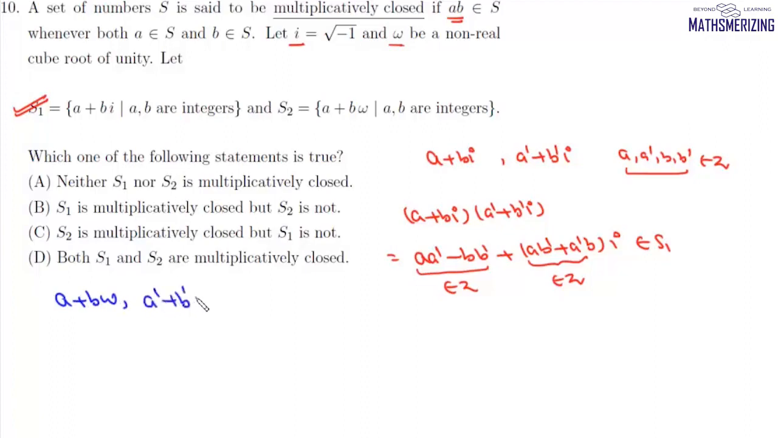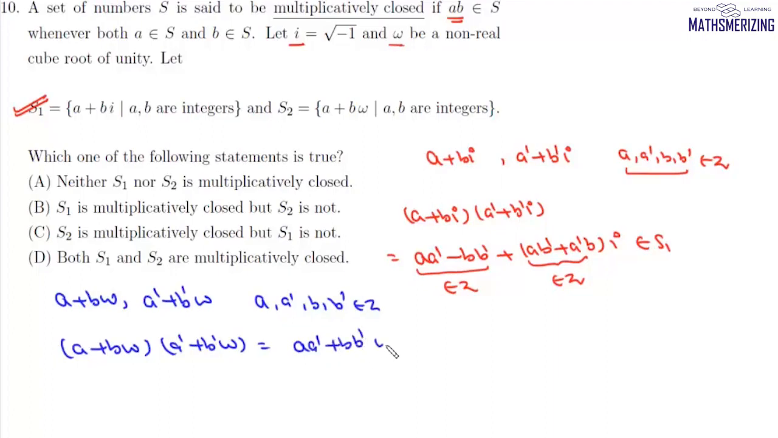Now we'll multiply them. We'll get a plus b omega times a dash plus b dash omega. It'll be a a dash plus a b dash omega plus a dash b omega plus b b dash omega square. Now we know that omega square is minus 1 minus omega.